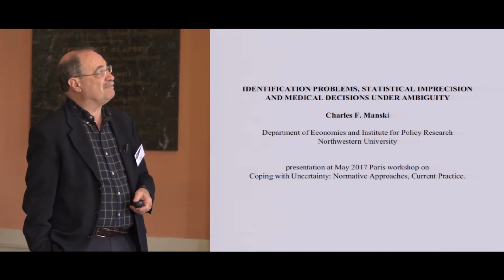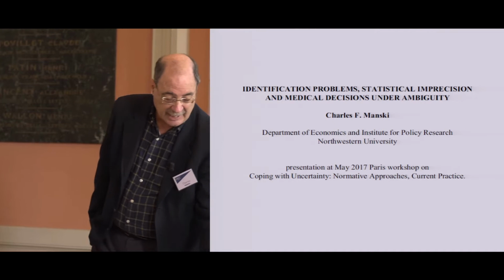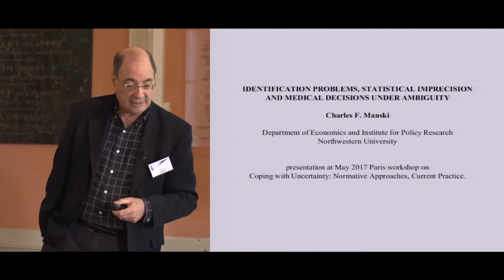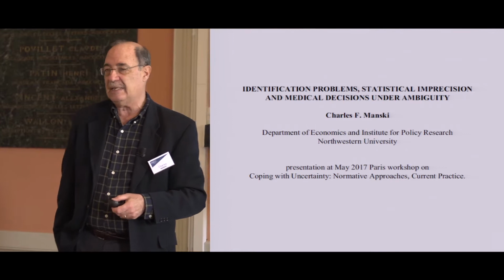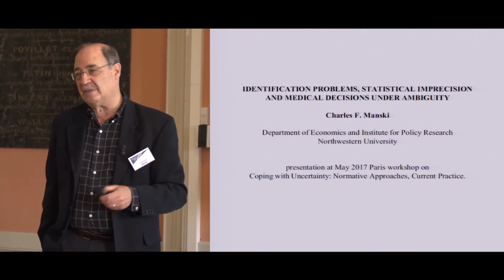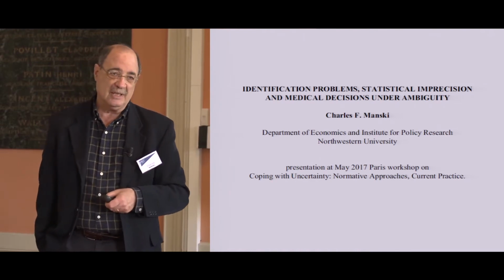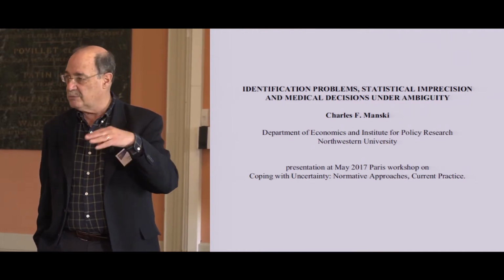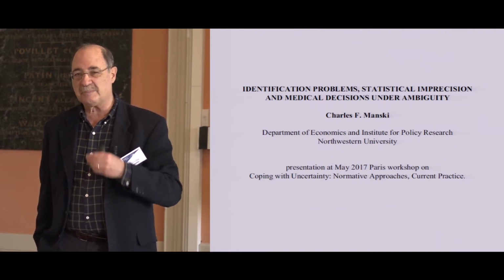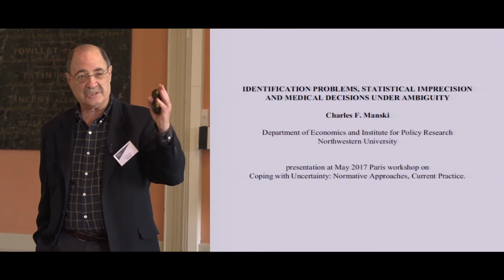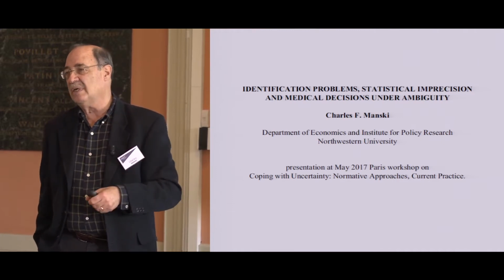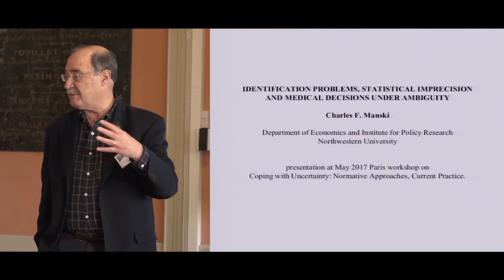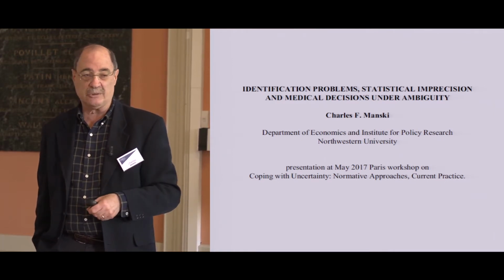So I have here in the title three terms: identification problems, which is an econometrics term, statistical imprecision, which everybody should understand, and medical decisions under ambiguity. And just to say up front, ambiguity to me is in the Ellsberg sense, that there's an objective probability distribution that you would like to know, but you don't know everything about it. So in the original Ellsberg urn experiment, you didn't know anything. You had complete ignorance of the composition of this urn, or this probability distribution. And in the kind of work that I do, you usually have partial knowledge of it, so you'll be able to confine it to a set of distributions.